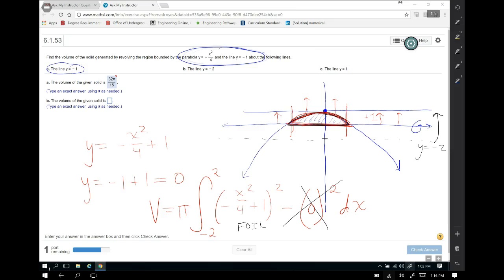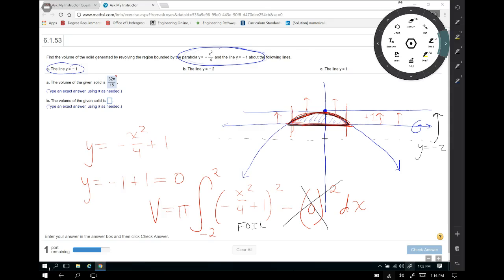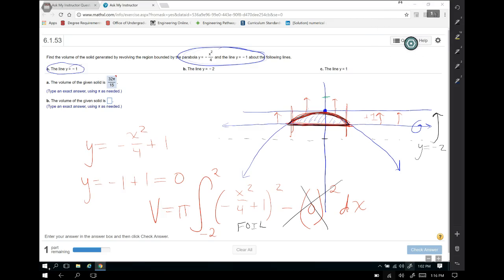Now, the y equals 1 problem ends up very different. With y equals 1, the reason that one is very different is because y equals 1 is above this region. Let me change colors. Y equals 1 is up here. So in order to work this problem, we would have to shift everything down 1 unit. So we would subtract 1 from both of our boundaries.